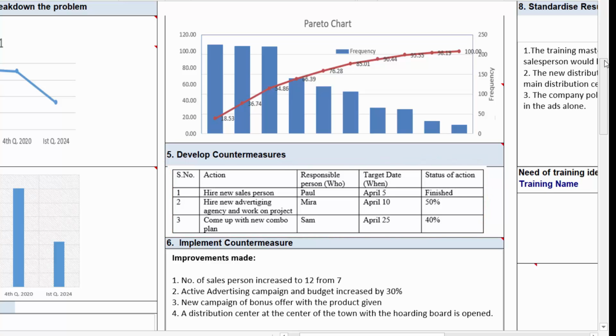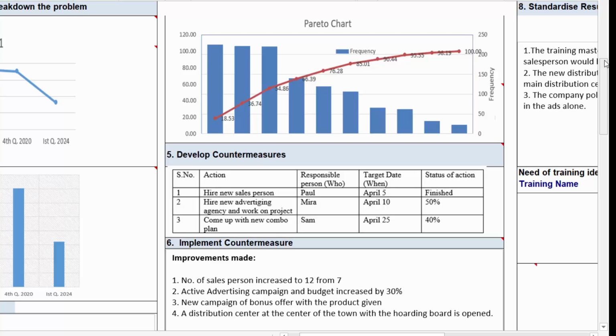Suppose some solutions are identified from the brainstorming session and the action plan is made and shown in the A3 analysis worksheet. So the responsible people, the target date and status are also given over here. So we have an action plan sheet now. This sheet is updated as the action progresses.